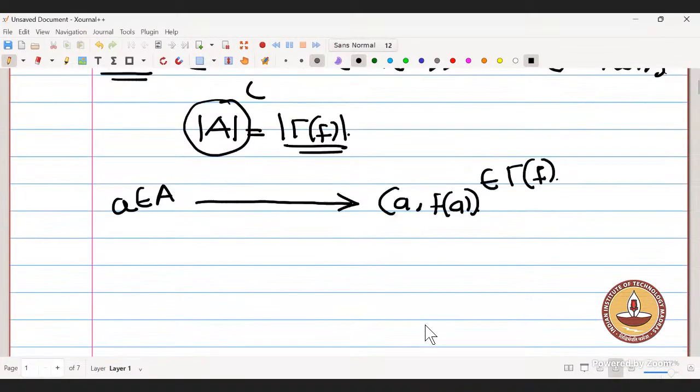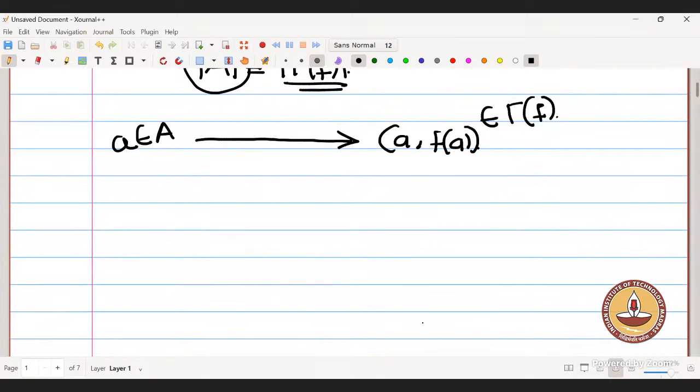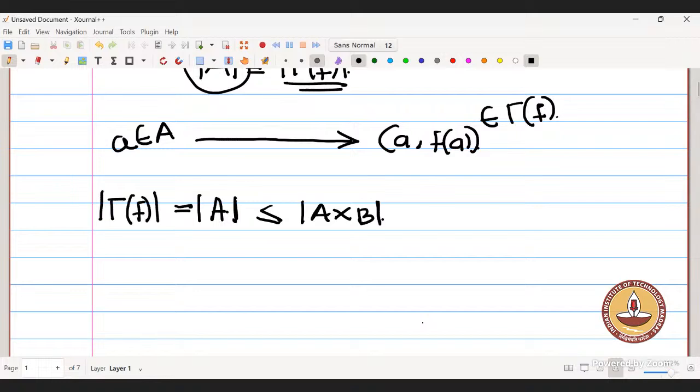So see, whatever is the cardinality of A, it's certainly less than or equal to the cardinality of A times B, right? And what is this? This is precisely the cardinality of f, the cardinality of the graph of the function, right? So that means the cardinality of this is certainly less than or equal to this, right?